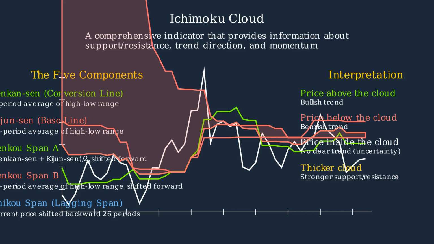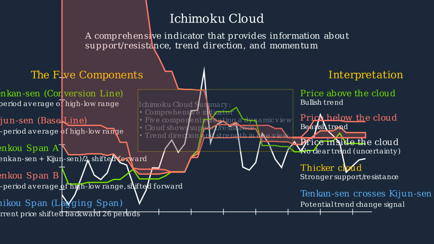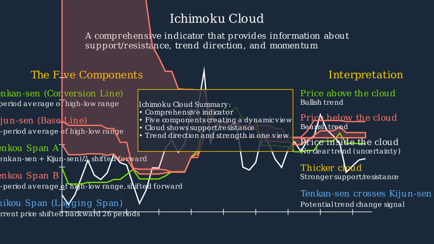The thickness of the cloud indicates the strength of the trend. A thicker cloud represents stronger support or resistance. Another important signal is when the Tenkan Sen crosses the Kijun Sen, which can indicate a potential trend change. The Ichimoku cloud provides a complete picture of market conditions, helping traders identify trends, support and resistance levels, and potential reversal points all within a single indicator.